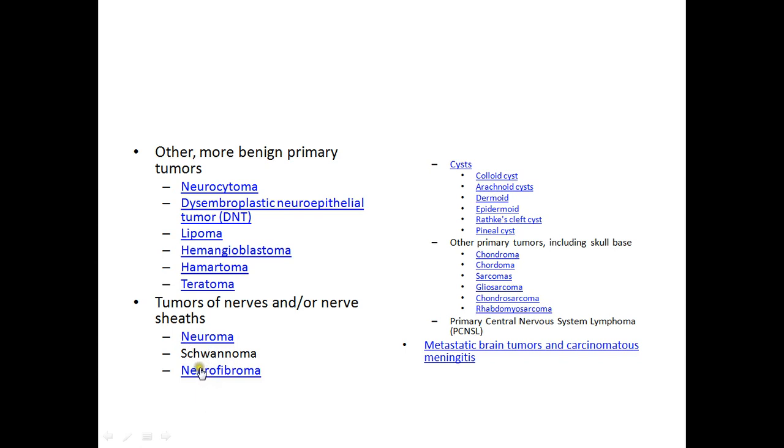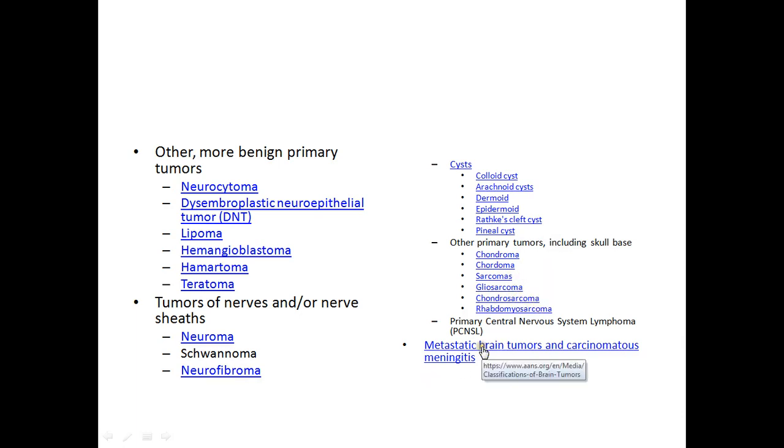or neurofibroma. There might be cystic lesions like colloid cyst, arachnoid cyst, dermoid, and other tumors which can arise from the skull bone, compressing and entering into the brain parenchyma. These might be chondroma, chordoma, sarcomas, and glioblastoma.